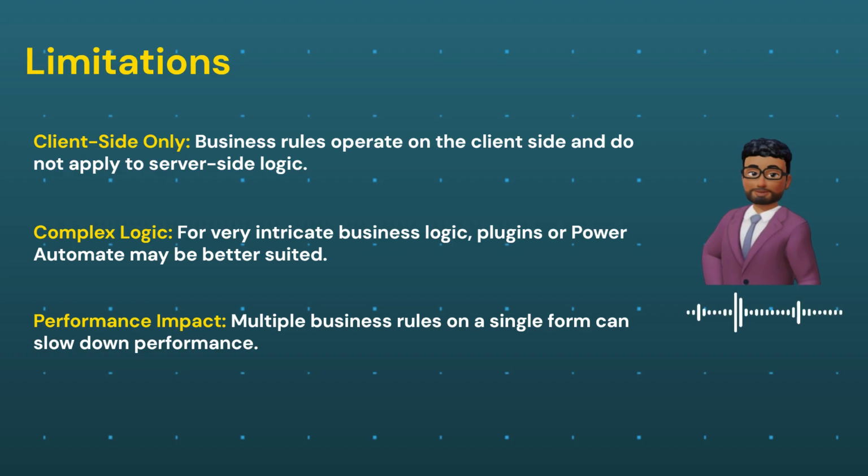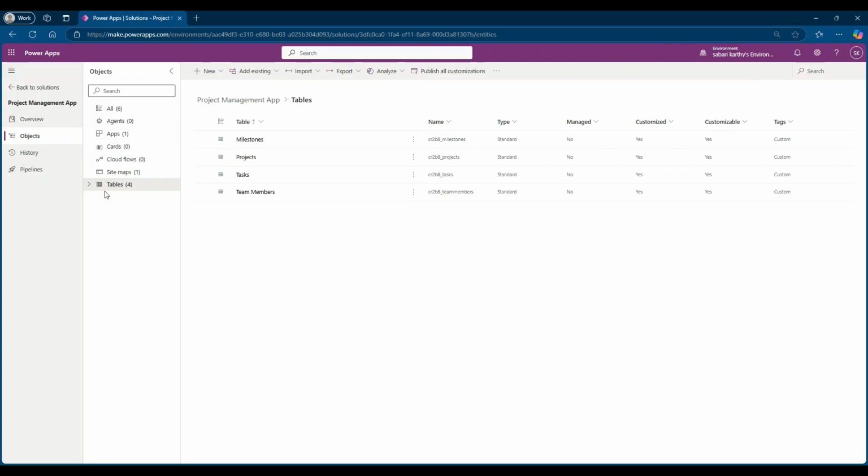Now, since we have a brief understanding of what is a business rule in a model-driven app, let's jump to the solution that we created earlier and see the navigation and the core components involved in creating a business rule. I'm already on the solution section. Let me expand the tables and expand any of the tables where you intend to create a business rule. So let me expand projects.